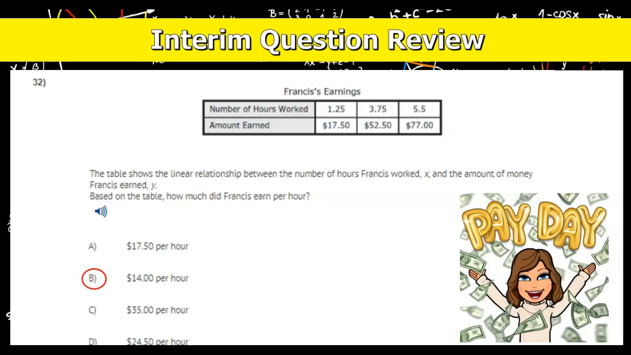All right, and the answer here is B. Don't let this confuse you when we're talking about a decimal. If this said 2 hours here instead of 1.25, we would do 1750 divided by 2. So just because it's a decimal number, not a whole number, you're still going to do the same thing. You will do 1750 divided by 1.25, and that gives you $14 per hour.